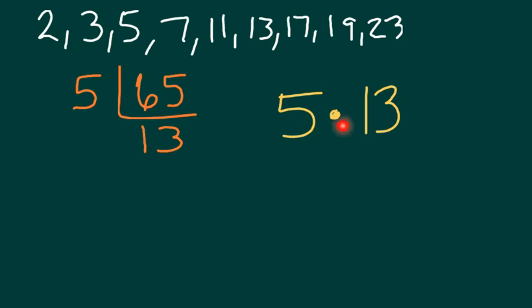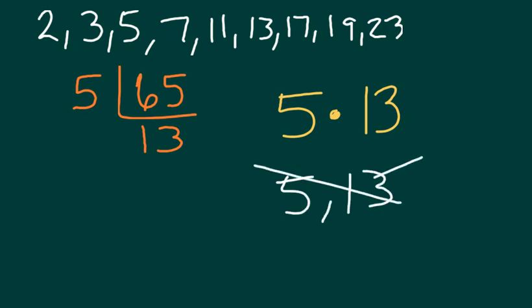For some reason, I always have kids that want to put something like 5 comma 13. That's totally wrong. That answer gets marked wrong. It has to be 5 times 13. Can you check your answer? Sure. Multiply back 5 times 13, you're going to get 65.